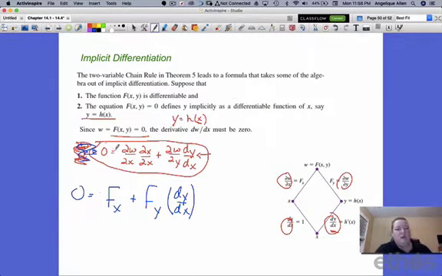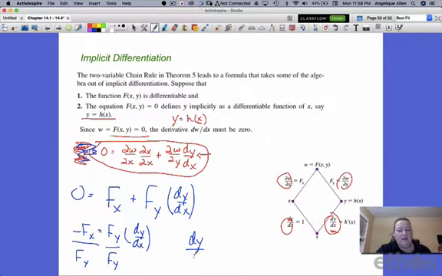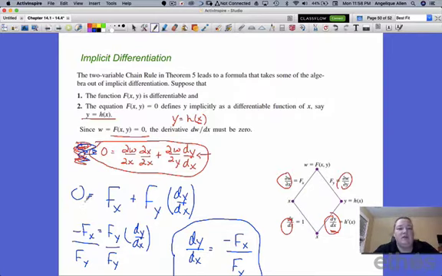Okay, so I will subtract f sub x, and then I will divide by f sub y. So we've got a formula: dy/dx is going to be the opposite of f in the x direction divided by f in the y direction. This is a formula that will save us much algebraic headache for implicit differentiation.